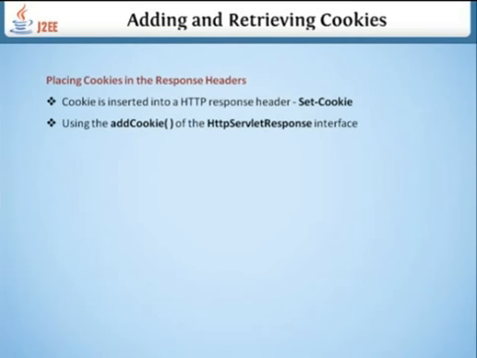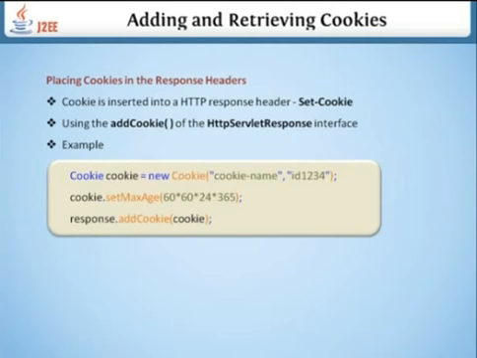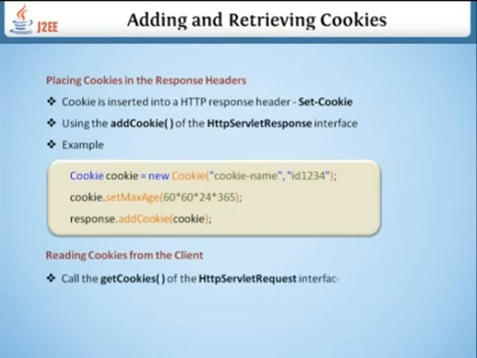Reading a cookie from the client: call the getCookies method of the HttpServletRequest interface. It will return an array of Cookie objects corresponding to the values that come with the HTTP request header as Cookie. If there is no cookie in the request, getCookies returns null. Find the cookie that we want to retrieve by calling getName on each cookie. Once we find the cookie, we can call getValue to retrieve it.